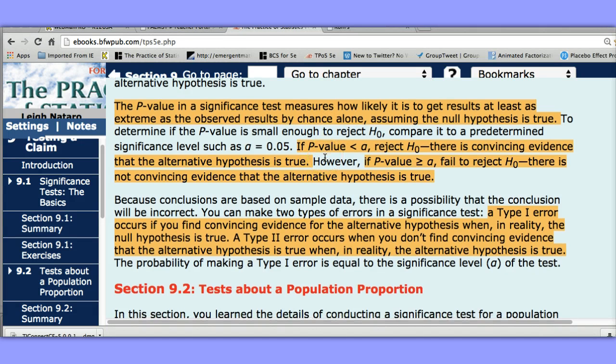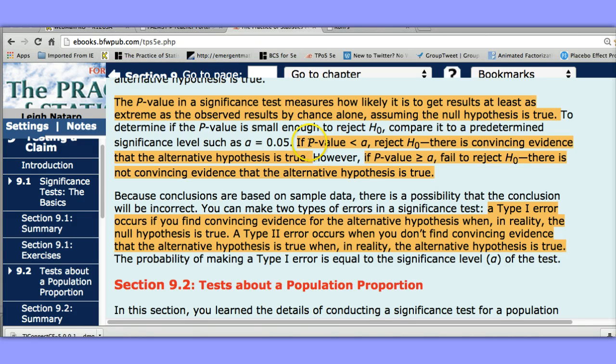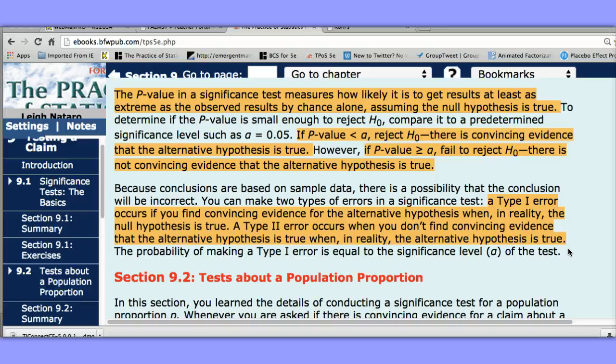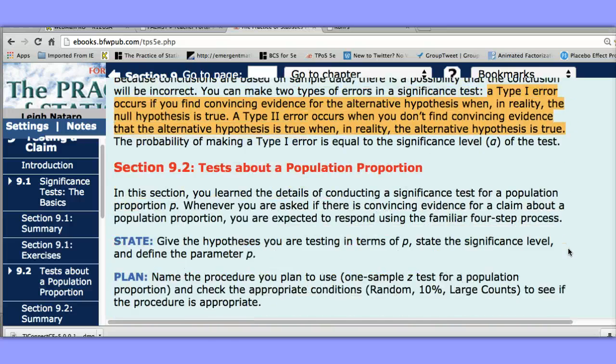And then also down here I have how we do our conclusion based on our p-value. So if our p-value is less than alpha, we reject the null hypothesis. If the p-value is greater than or equal to alpha, we fail to reject the null hypothesis. I've also highlighted information about type 1 and type 2 errors and what those mean, although most of you seem to have that down pat, just don't forget about that.